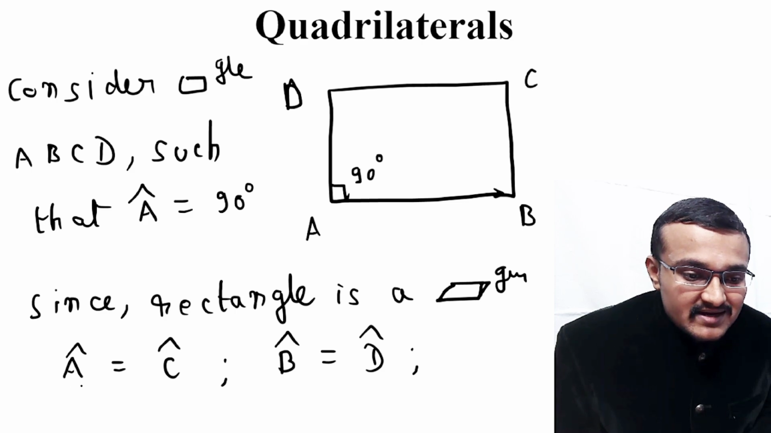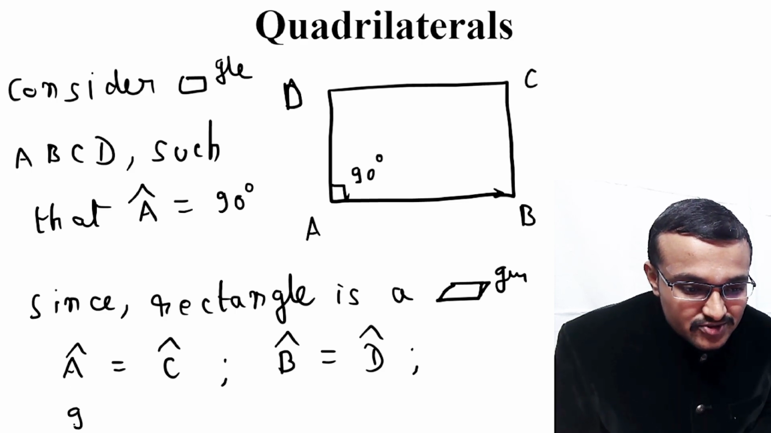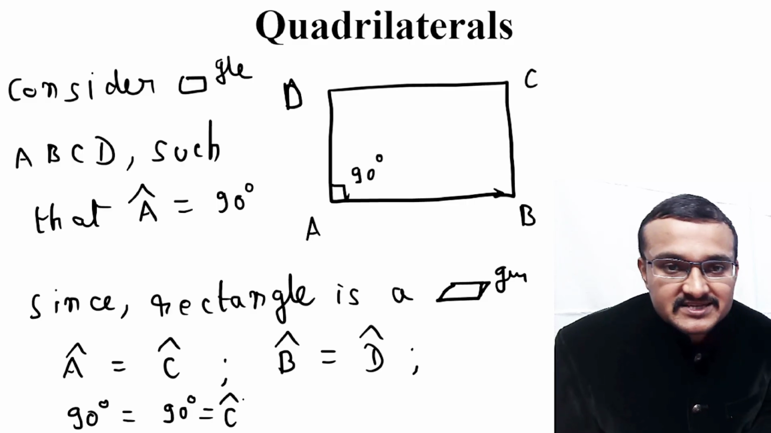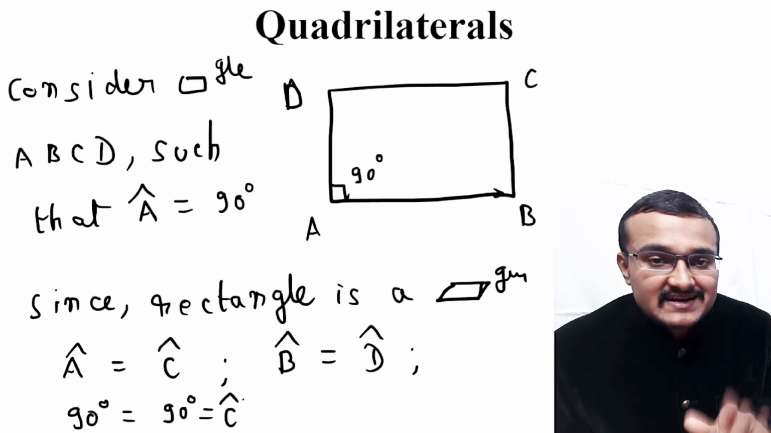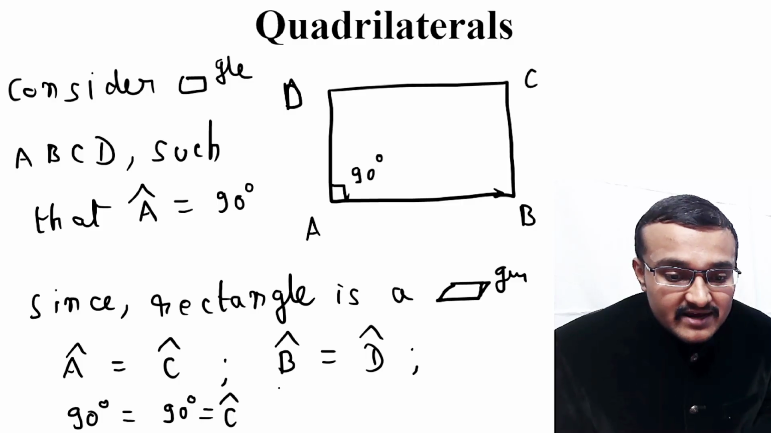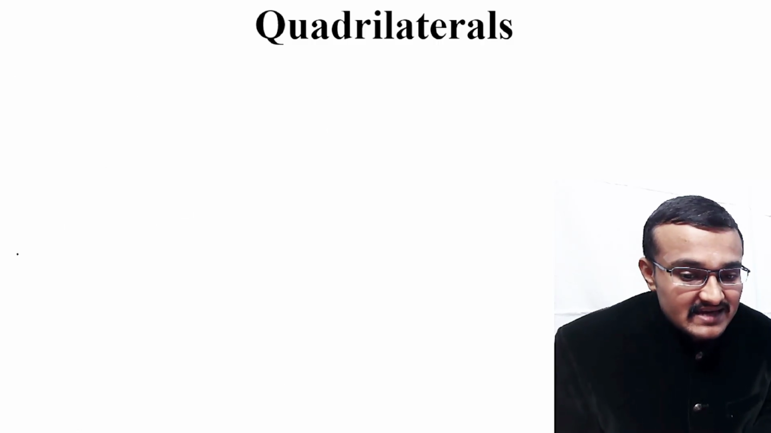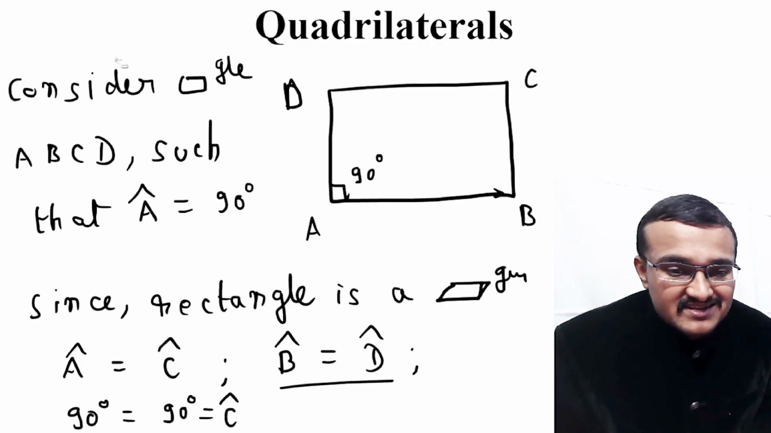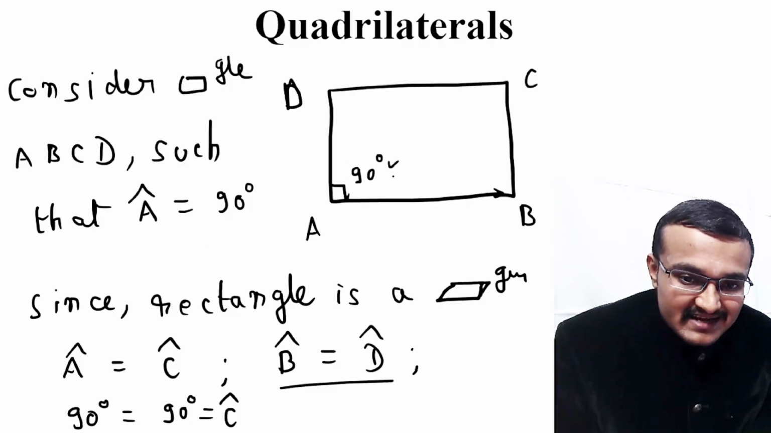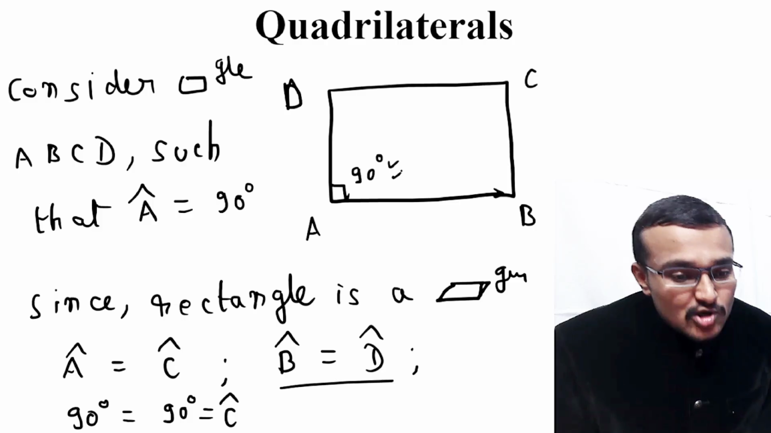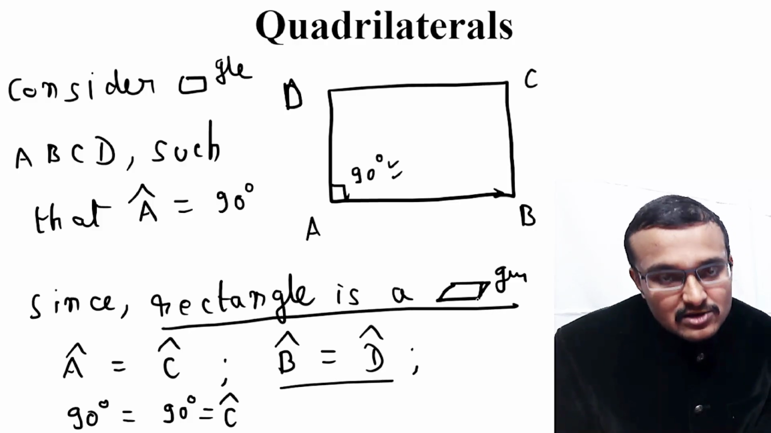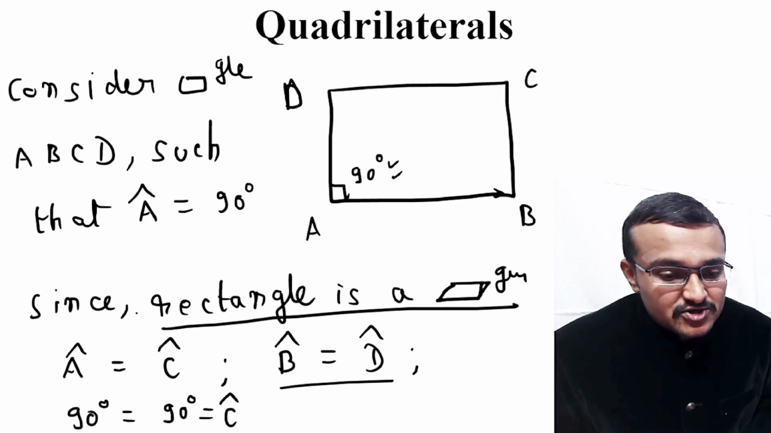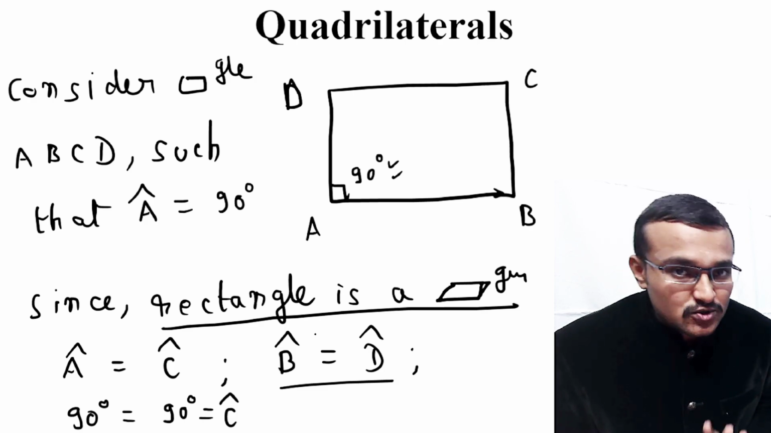So now we know that angle A is 90 degree. So 90 degree will be equal to C. Now we have got angle A and angle C as 90 degree. Now we need to prove angle B and D are 90 degree. Basically, what we are doing is considering a rectangle in which already one angle is equal to 90 degree. And we also know that rectangle is a parallelogram. So since rectangle is a parallelogram, opposite angles are equal to each other. That is A is equal to C and B is equal to D.